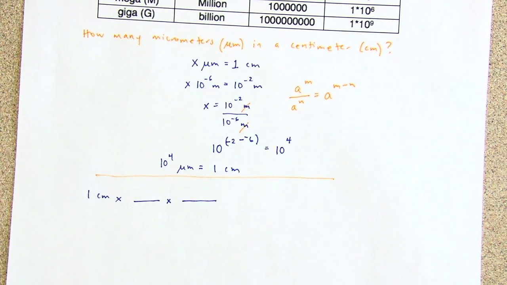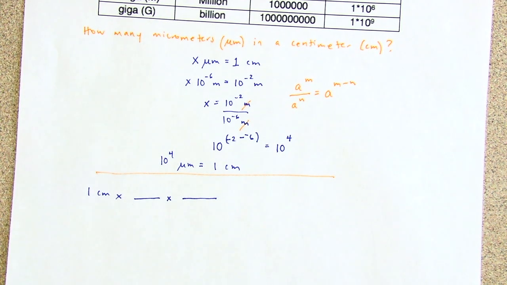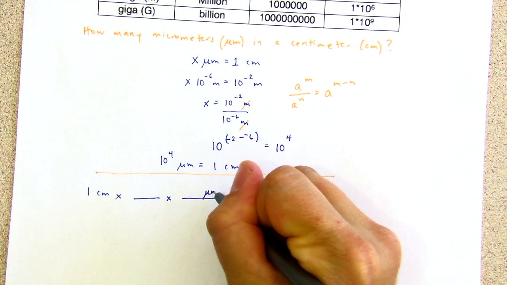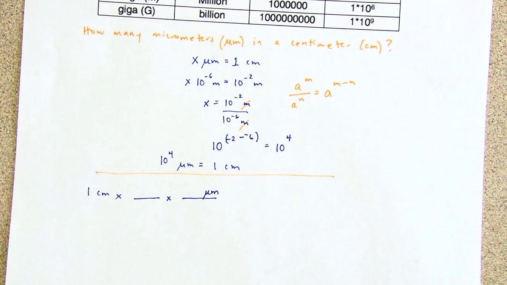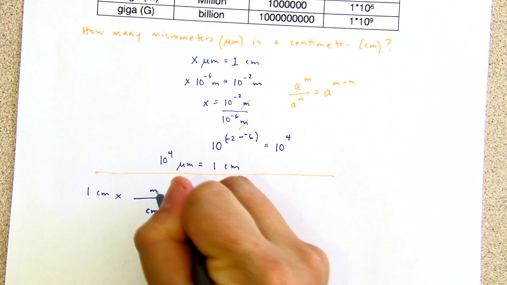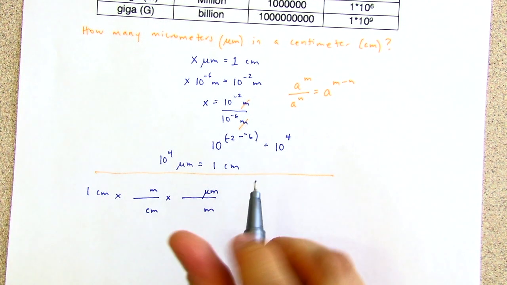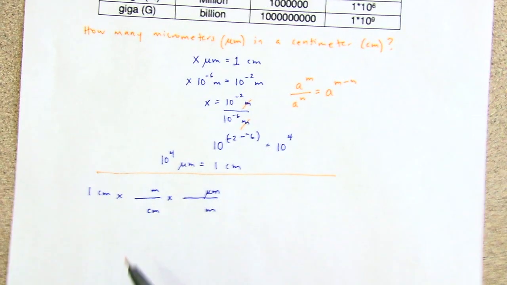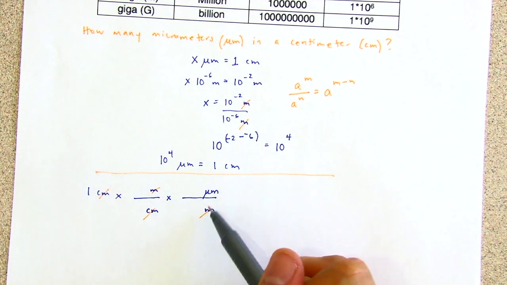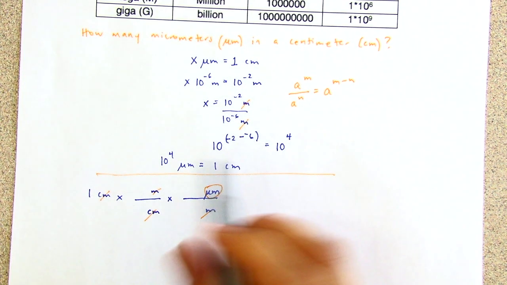So we want to convert from centimeters to micrometers. Well, we can't do that directly, but I know we want to end up in micrometers, so I put micrometers here. So we want something that's going to cancel out centimeters, and so we need to go through meters. So I'm going to put centimeters down here, meters up here, meters here. So if we look at this, we're going to be able to cancel out centimeters, centimeters, meters, meters, and we'll get our answer in micrometers, which is what we want.